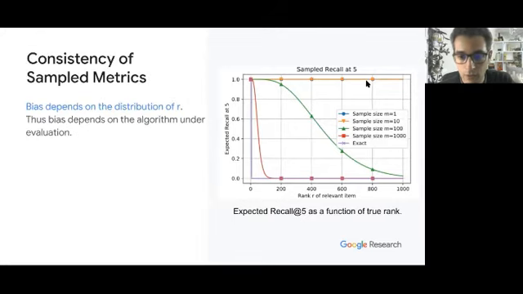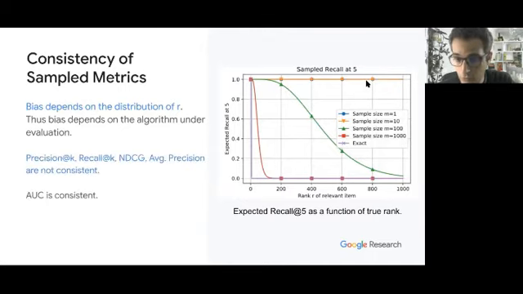One property that this plot highlights is the fact that the bias of the estimate depends on the true rank. And because different recommendation algorithms may have different distributions of the true rank, the bias will in general depend on the algorithm being evaluated. For this reason, common metrics such as precision, recall, NDCG, and average precision are not consistent with the exact metric in expectation. AUC, however, is consistent because it's a linear function of the rank.